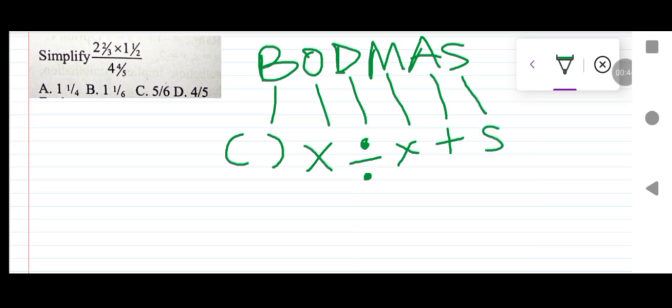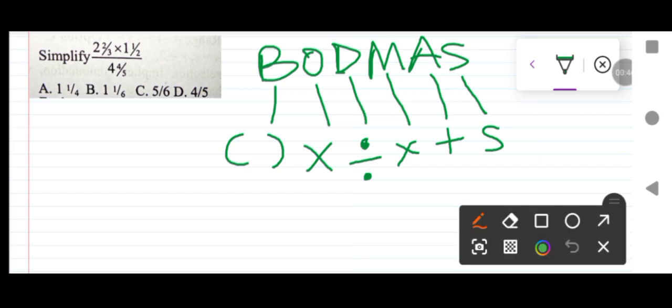And this is just to let you understand that when you are doing something like this, addition and subtraction are always go hand in hand, while multiplication and division are always go hand in hand. So you always ensure to solve multiplication and division together and addition and subtraction together. I hope that is clear.